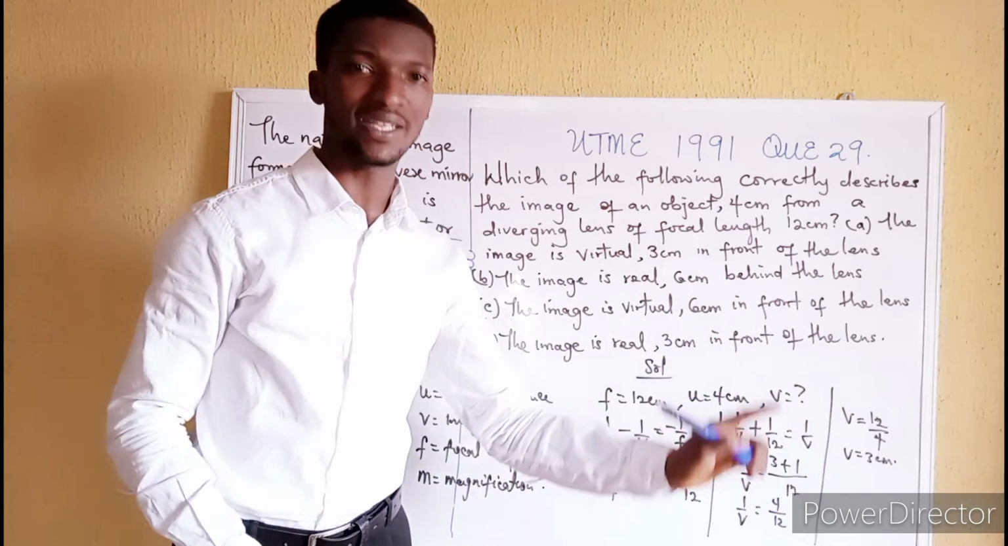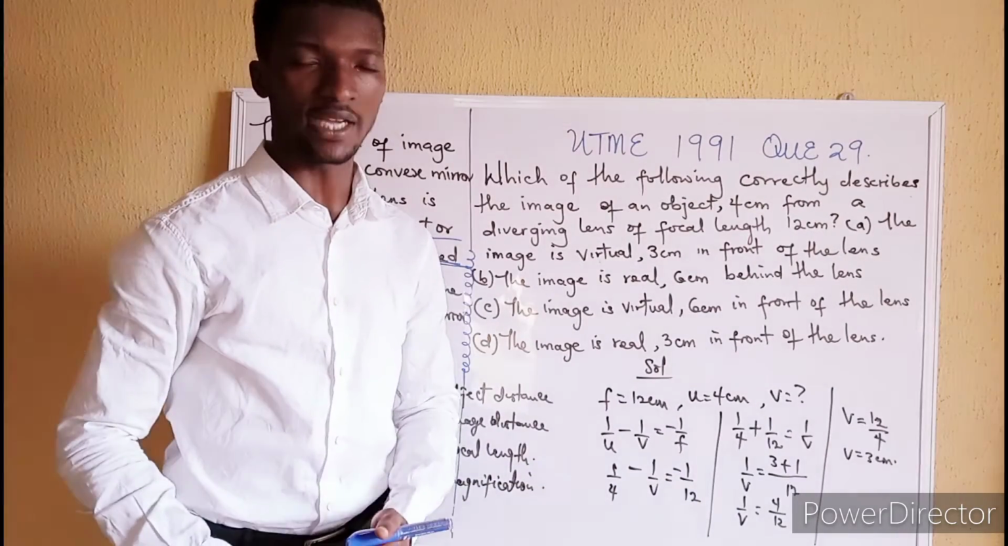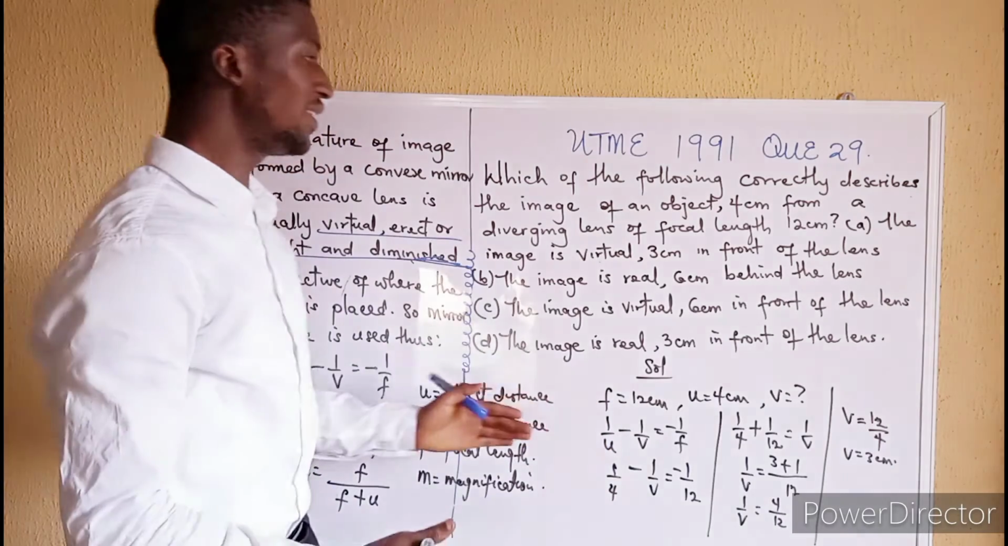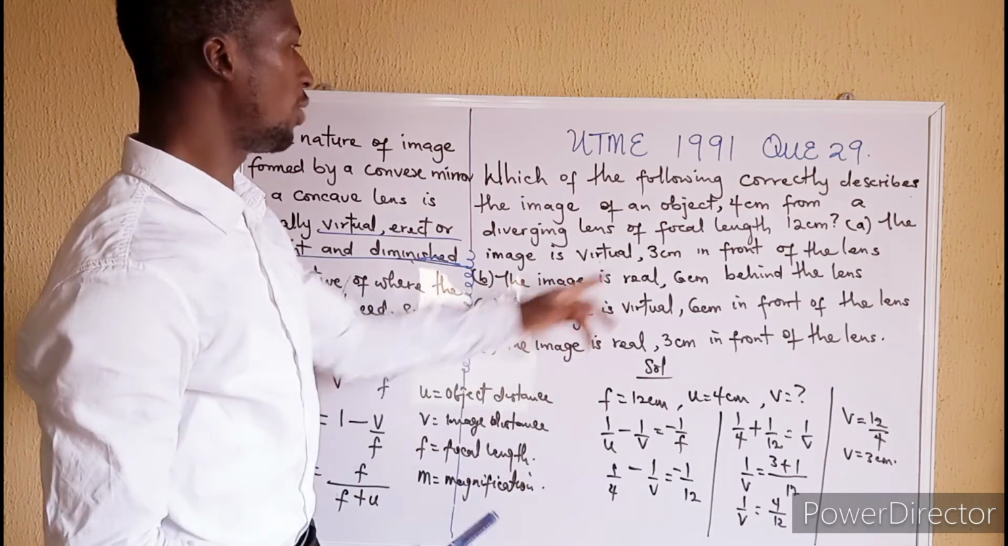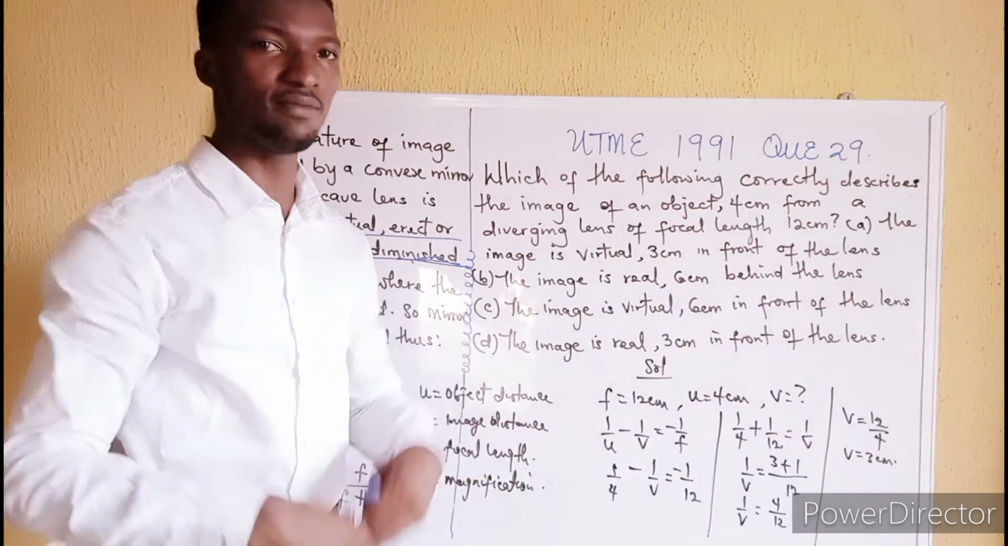When the image is formed on the other side, we say it is real. But when it is formed on the same side as the object, we say it is virtual. So in this case we say it is in front. So here we have it to be 3 centimeter in front. In front means on the same side.